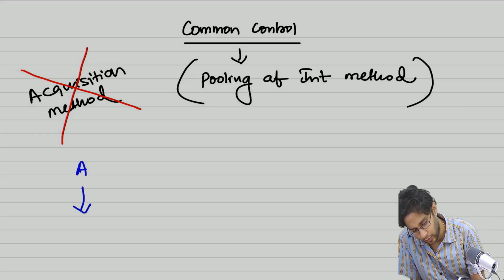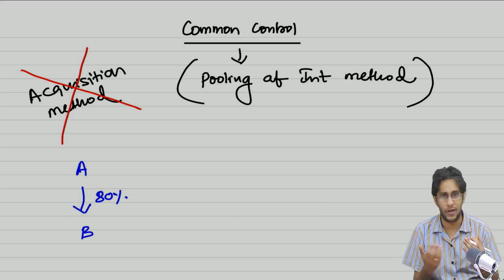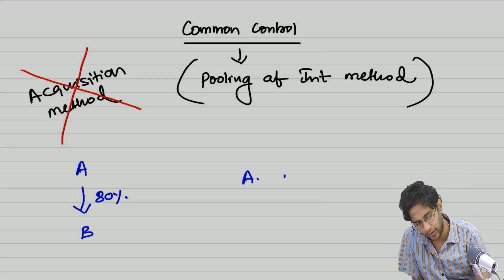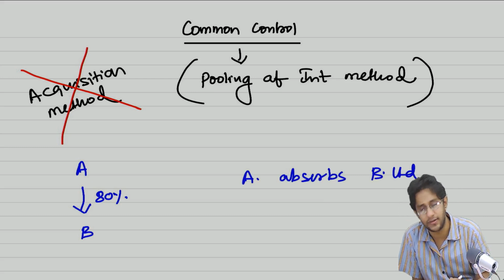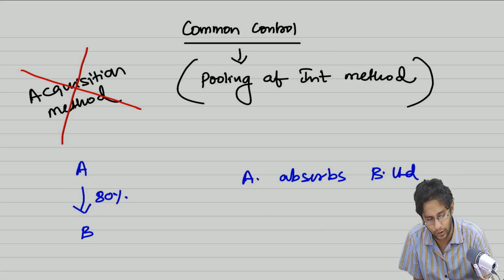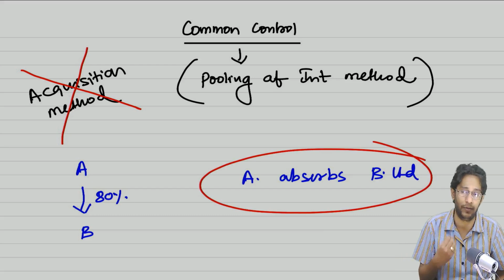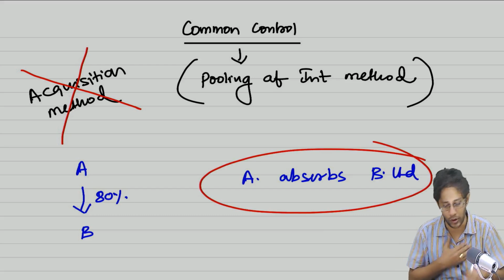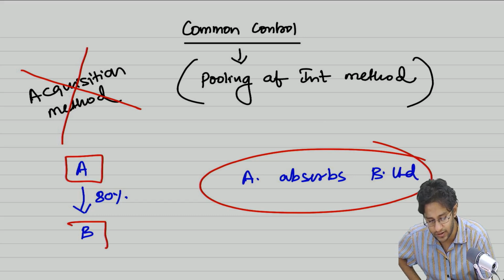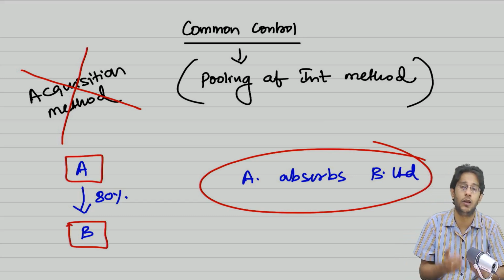A Limited holds 80% shares in B Limited. So A is parent, B is subsidiary. Now I'll tell you that A absorbs B Limited. A is absorbing B Limited. Somebody may say: sir, A is absorbing B Limited means A gets control over B Limited, therefore it's a business combination transaction. True. But already A is having 80% shares in B. A is already controlling B.